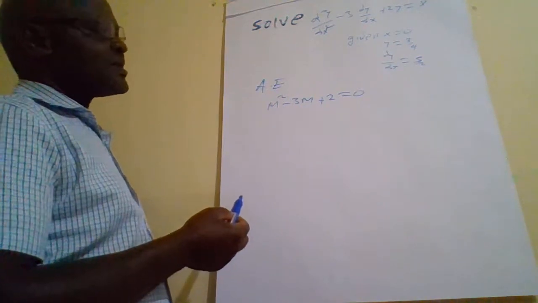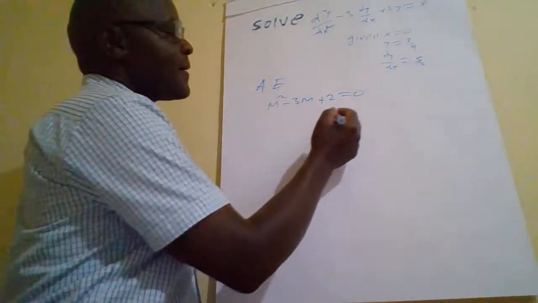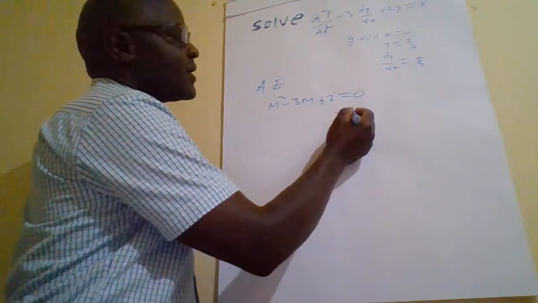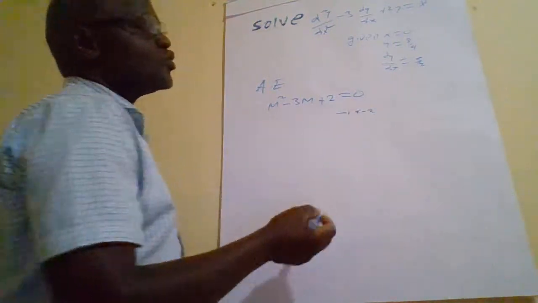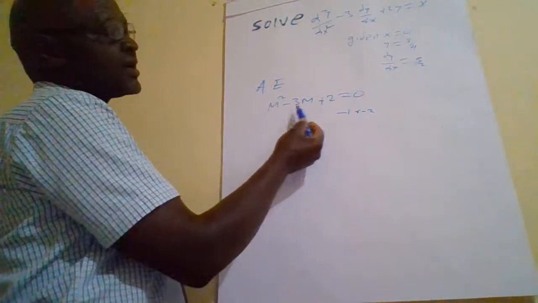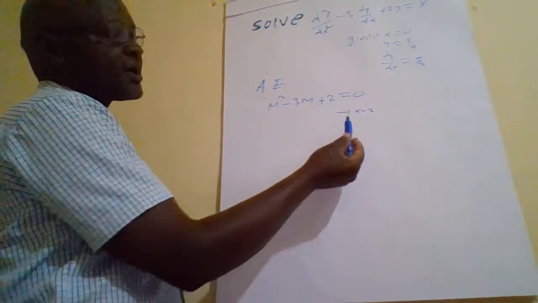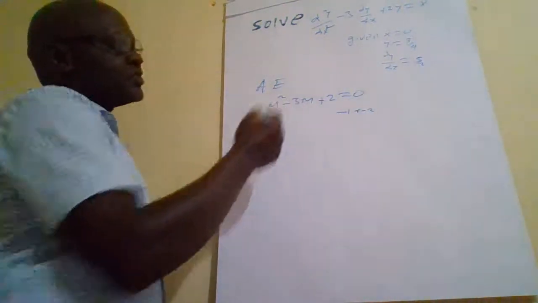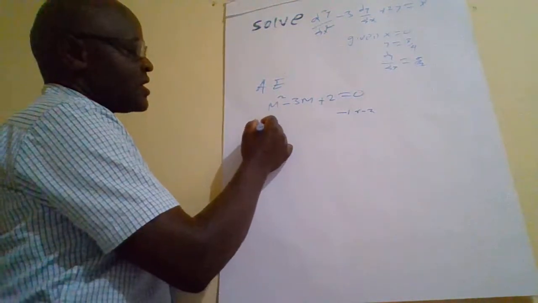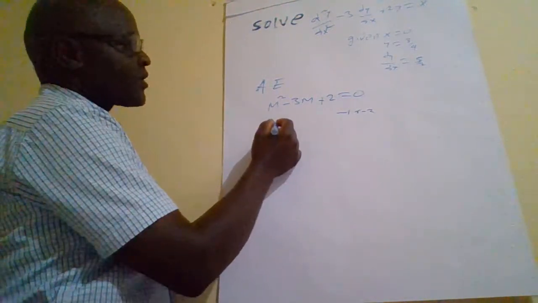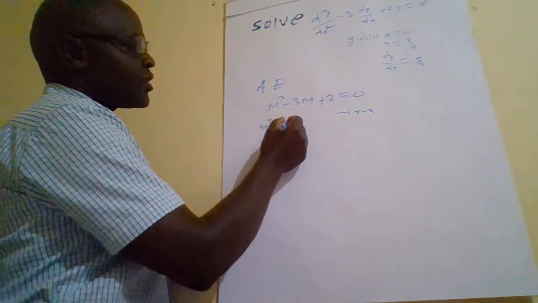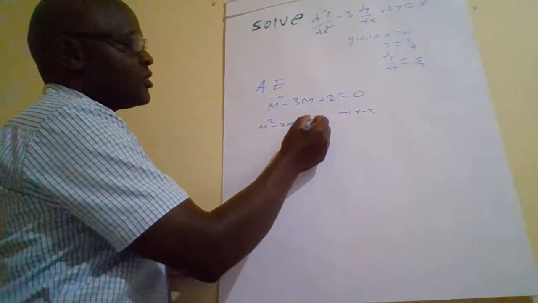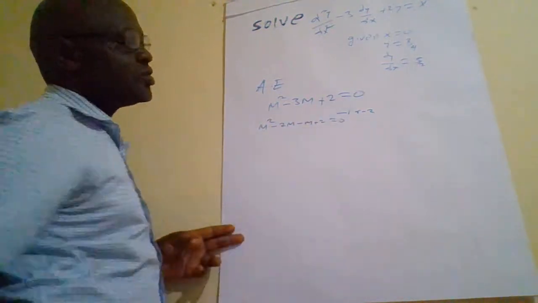The numbers are negative 1 and negative 2. So when we add, we get negative 3, and when you multiply negative 1 times negative 2, we get positive 2. So we shall write this as m squared minus 2m minus m plus 2 equals 0.